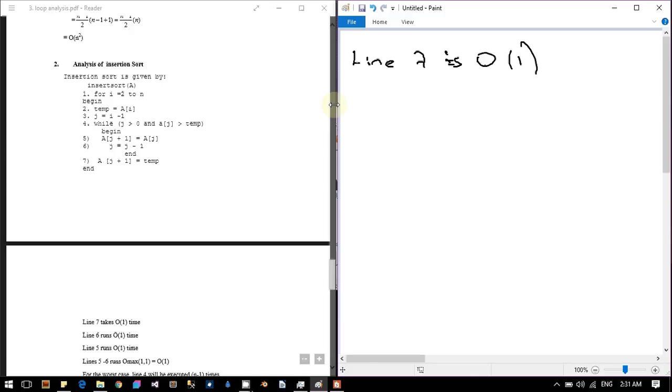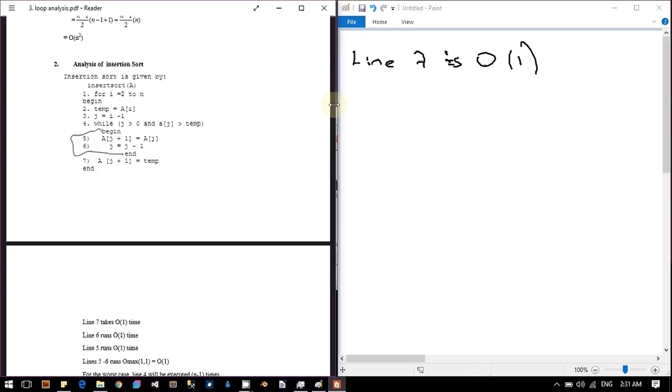Line 3 is of order 1. Now you look at line 5 and 6, and we see that it is inside a while loop. Okay, so before you start analyzing an algorithm, look through the whole algorithm from line 1 till the end. Try to understand what the algorithm is actually doing.